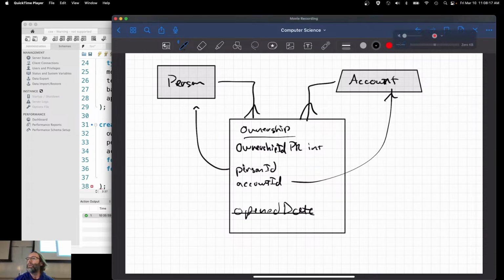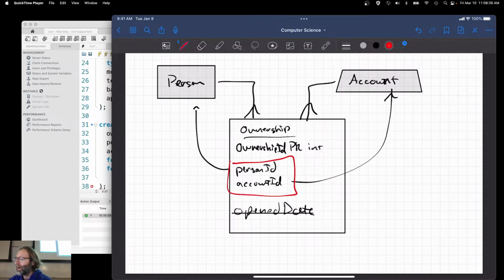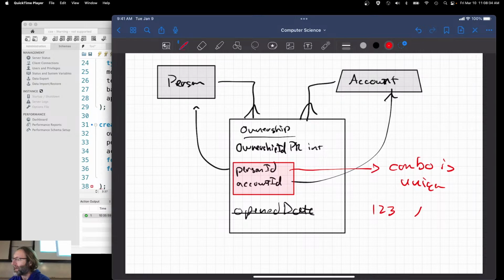Probably not. These two things right here, I want to make the combination of them unique. Let me use this right here. I want to make sure that the combo is unique. That if I have 1, 2, 3, and then ABC as values here, you will never have 1, 2, 3, ABC duplicated. This same person can own a different account, DEF. That's perfectly fine because that's what we want. One person owns several accounts. This one account, ABC, could be owned by 987, right? ABC. That's perfectly fine too.